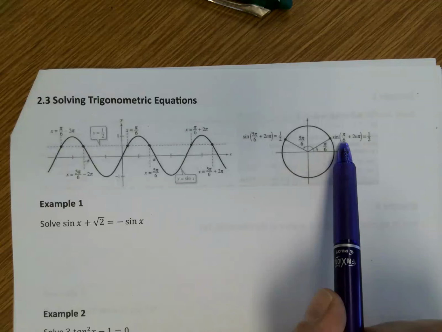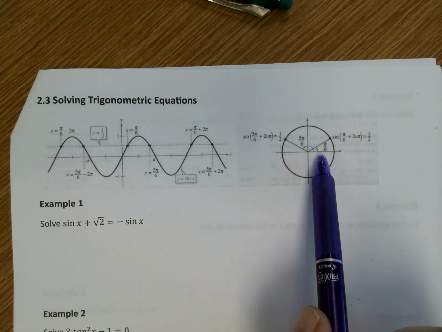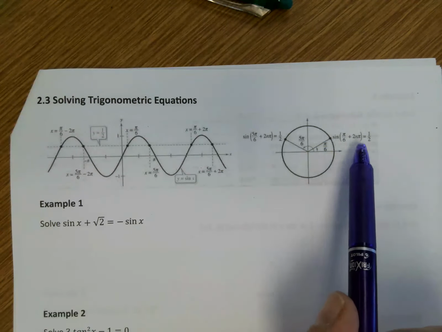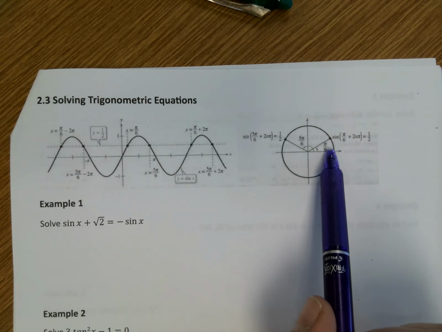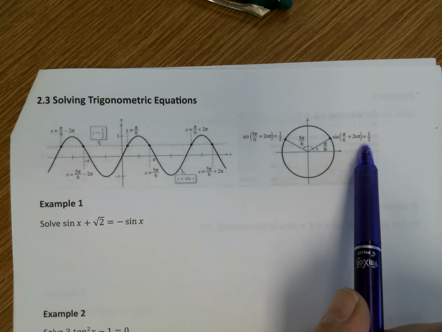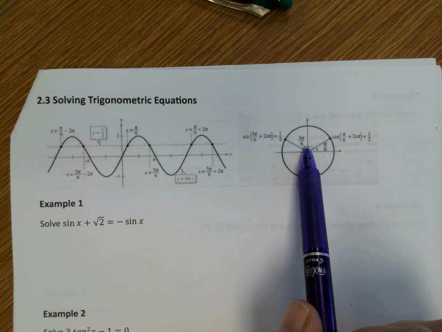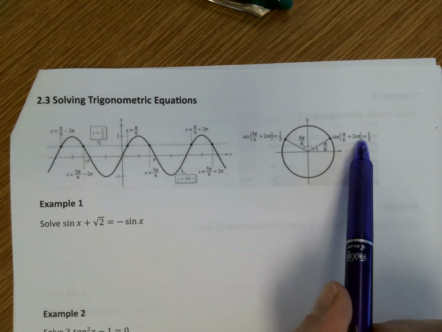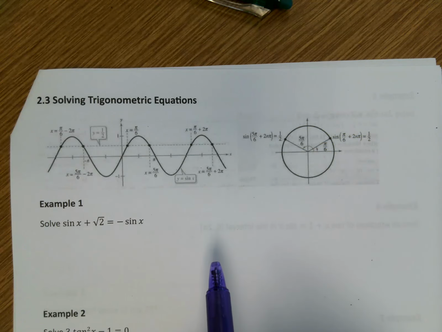So yes, pi over 6 is an answer, but so is if I added 2 pi to that, which would be 13 pi over 6. And again, if I keep on adding 2 pi, all of those would be answers to this equation. Same thing with 5 pi over 6. So we already know how to find these two angles. Now it's just adding one added component to my answer.